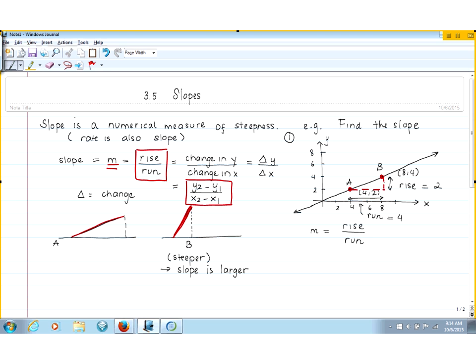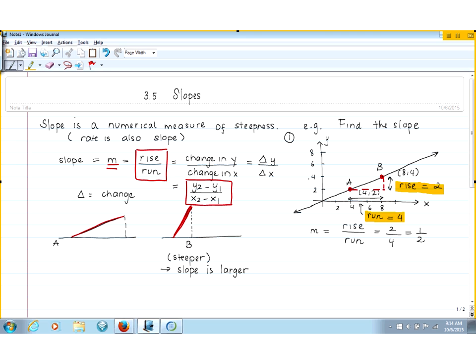Now, when I start at this point, do I go up or do I go down? Go up. That's why the rise is positive also. So rise is 2, run is 4. So what is the slope? 1 over 2. Yes. So rise over run. So the rise in this case is positive. Why? Because from A to B we're going up. And the run is also positive. Why? From A to B I'm going to the right.